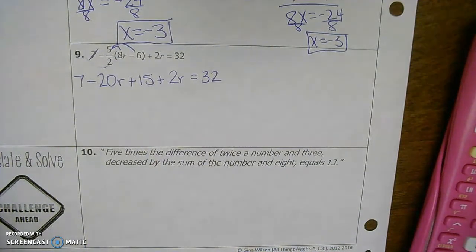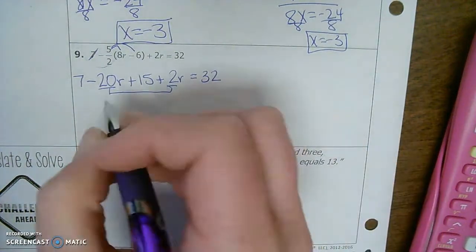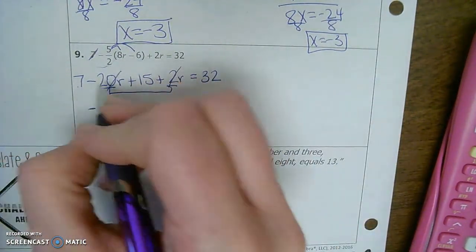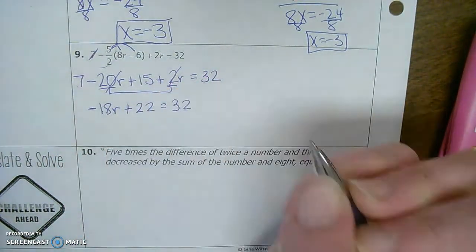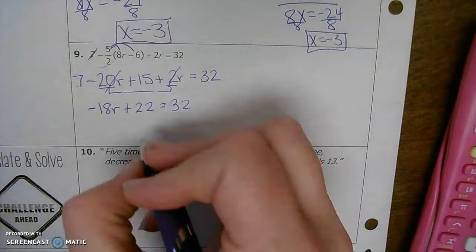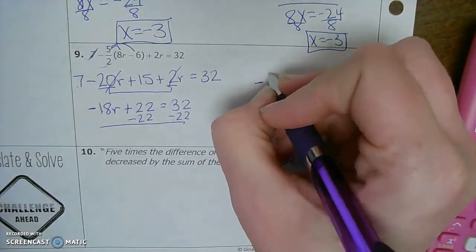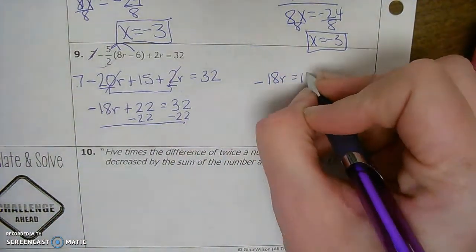So I would go ahead and combine all your like terms on the same side. Be careful here, -20 plus 2 is -18R. 7 plus 15 then is +22, is equal to 32. Then we need to subtract 22 from both sides. -18R equals 32 minus 22 is 10.